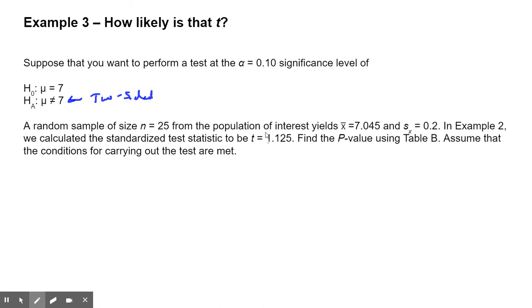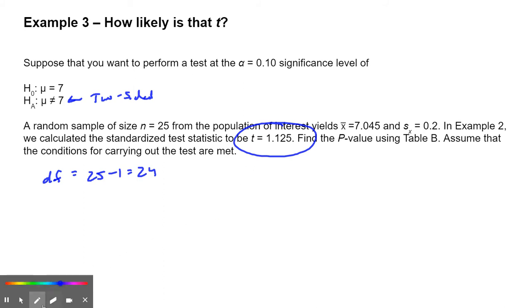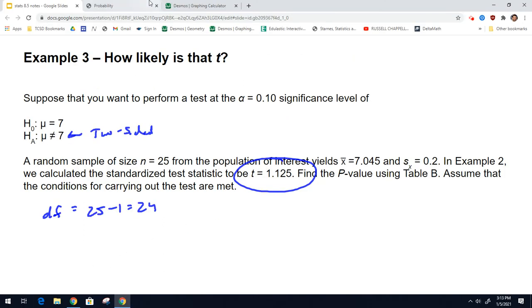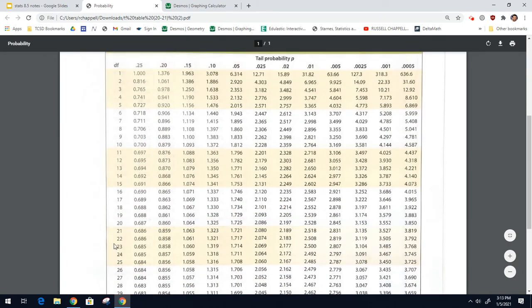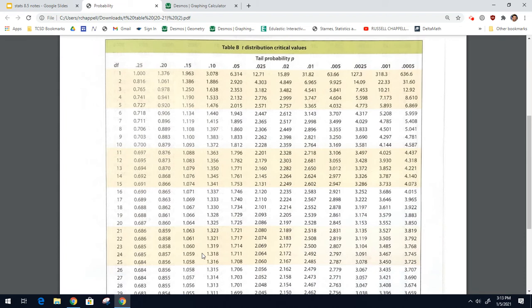My t is 1.125. My degrees of freedom will be n minus 1, 25 minus 1, which is 24. On table B, I'm going to find the 24 row and find the two values that surround 1.125. Let's do that together. If I zoom in here, I'm going to find the 24 row. Here is the 24 row right there. Find where 1.125 is. It's right around there. I'm going to take a picture of that so I can write them down accurately.